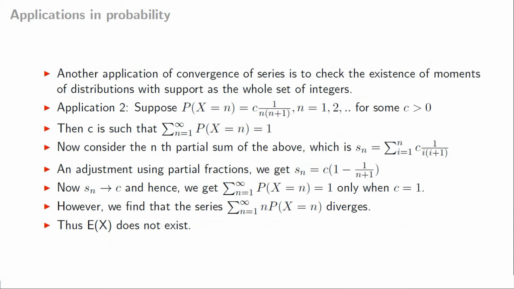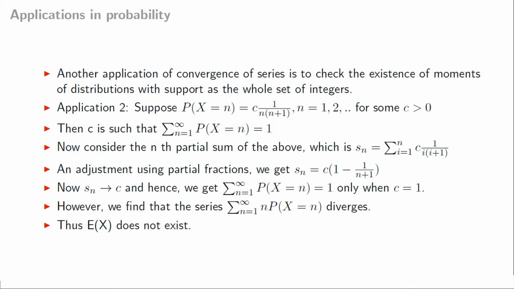Another application of convergence of series is to check the existence of moments of distributions which are supported on the whole set of integers. For example, consider probability x equal to n as c by n into n plus 1, where n ranges from 1 up to infinity and c is a positive constant. Naturally, c is such that summation probability x equal to n equals 1.